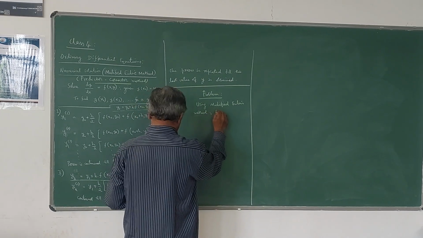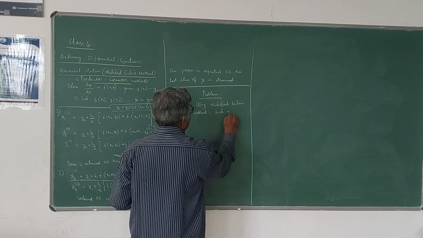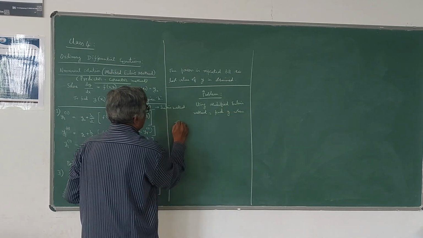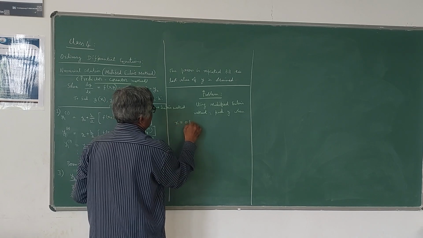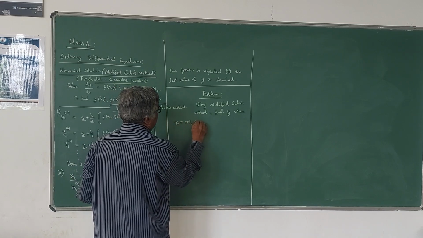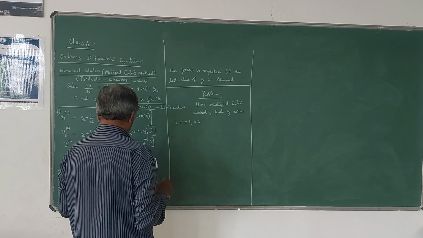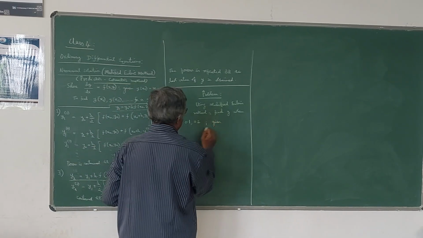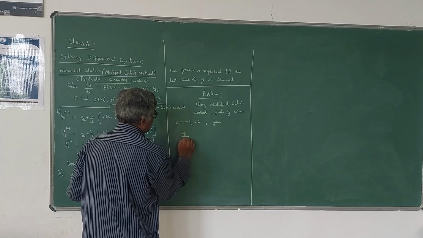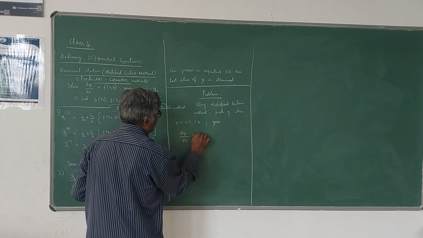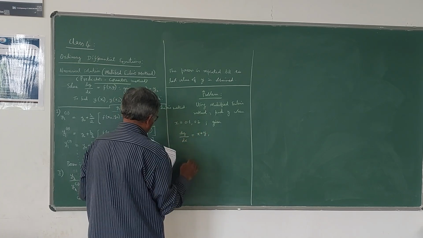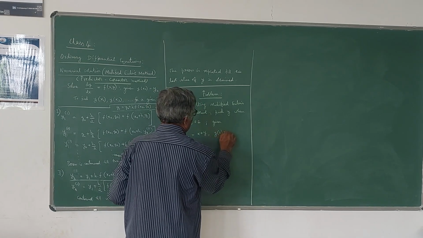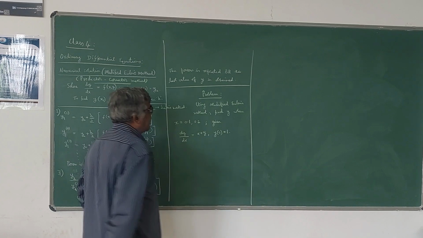Find y when x is equal to 0.1, 0.2. Given dy by dx is equal to x plus y, this is the equation. y of 0 is equal to 1. This is the equation.